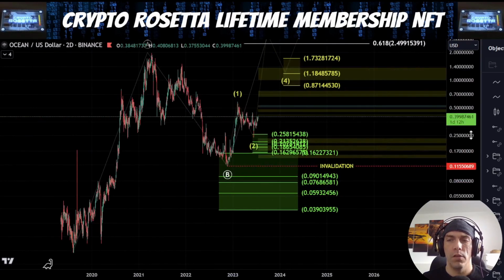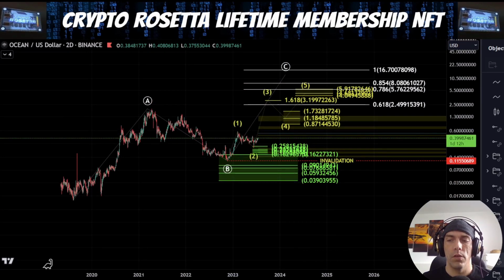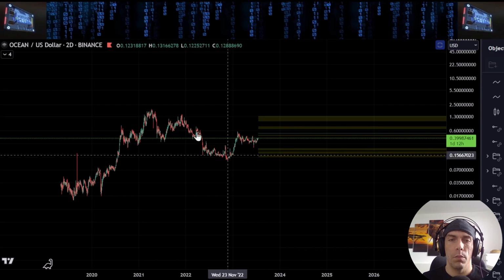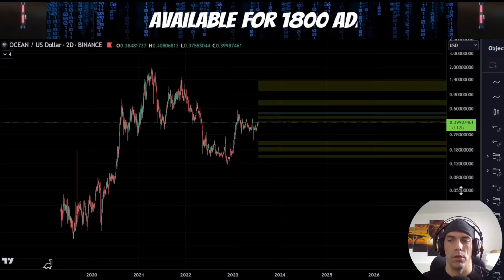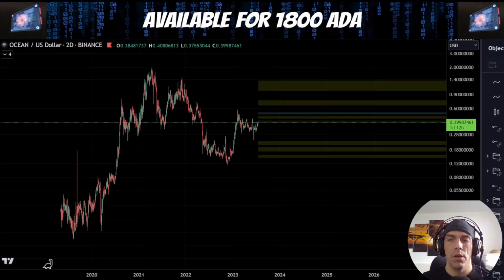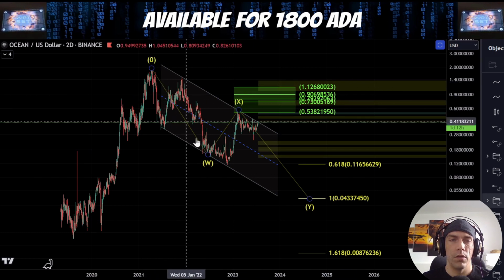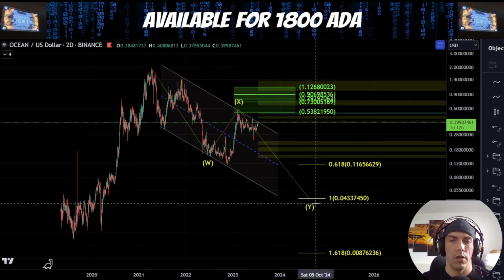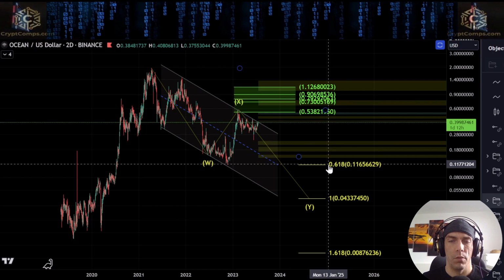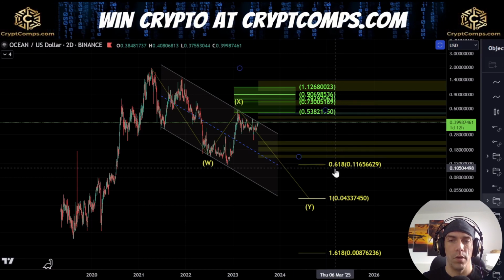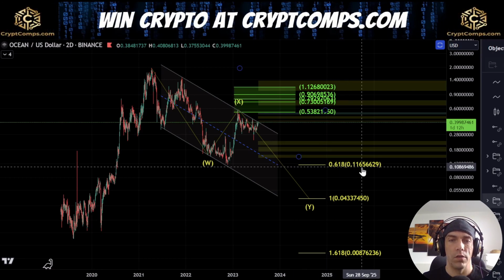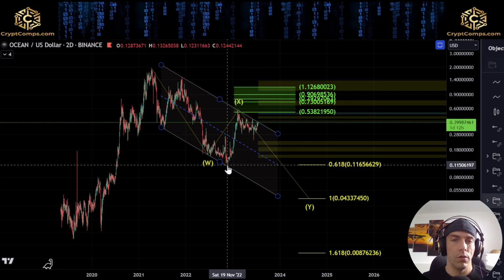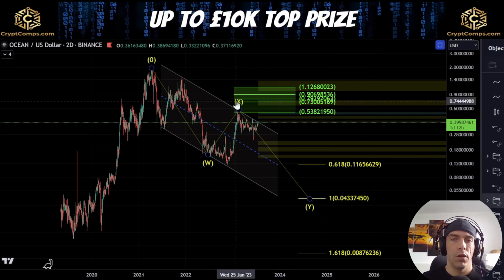Now what we need to be careful of here is the potential that within this structure we could still be looking for a continuation to the downside. Because of that, we need to be aware there is still the possibility that we could look at this as a W, an X, and a Y, in which case what we'd be looking for as a minimum target to the downside would be this 0.618 here at this 1165. It would be quite interesting because it would bring us back into these lows. So I'm going to be keeping an eye on this.